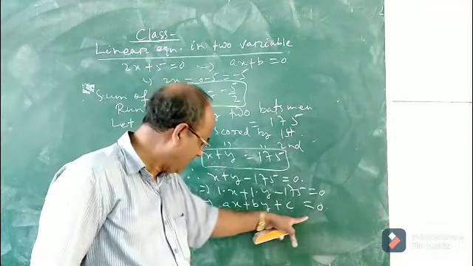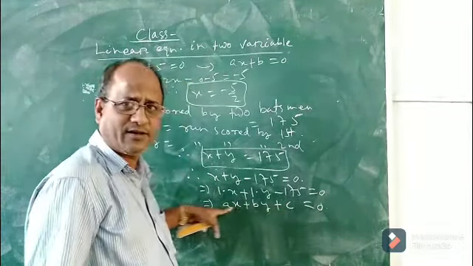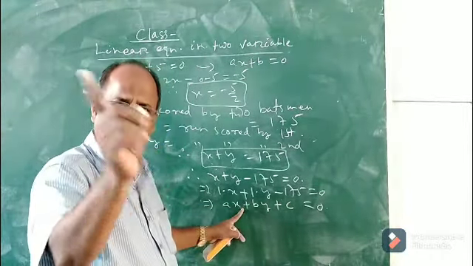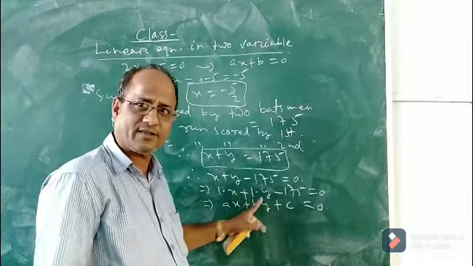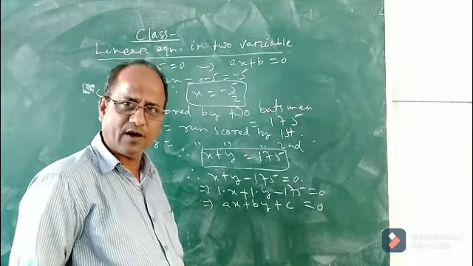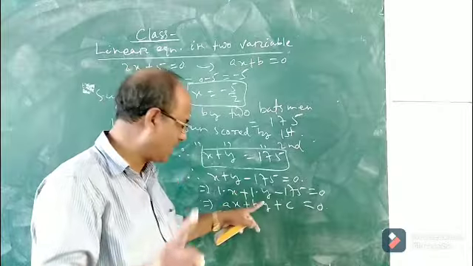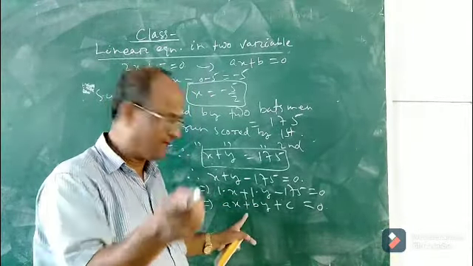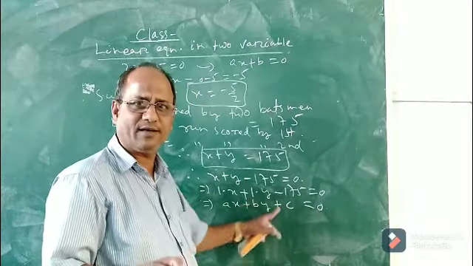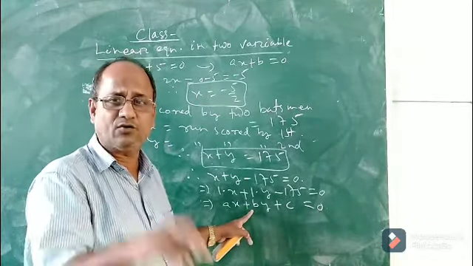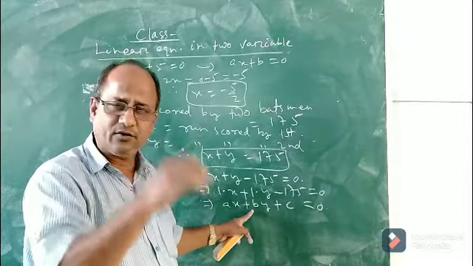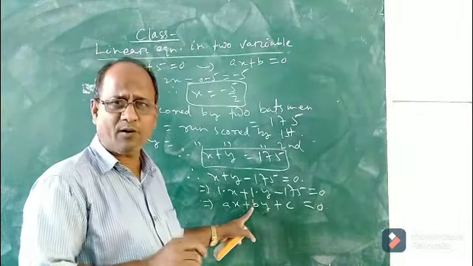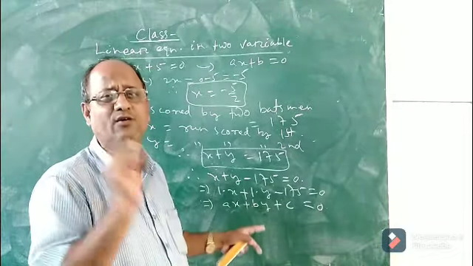So clearly this is a linear equation in two variables. Why is it linear? Because the highest power of x and y both is 1. You see, the highest power of x is 1 and the highest power of y is also 1. That is why it is linear. And two variables means it contains two variables, namely x and y. These are the two unknowns whose value we do not know, we need to find. So this will be the general form of every linear equation in two variables.